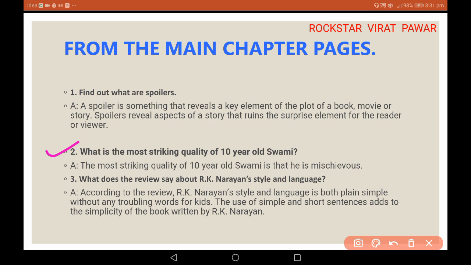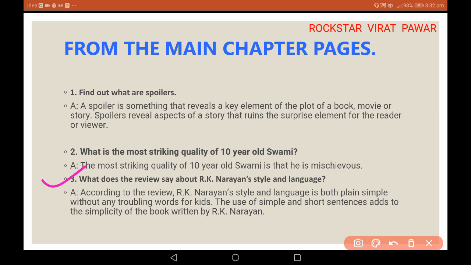The second question is: what is the most striking quality of 10-year-old Swami? You can tell me what the most striking quality of 10-year-old Swami is. The most striking quality of 10-year-old Swami is that he is mischievous.